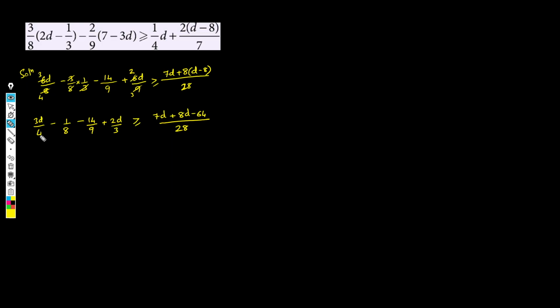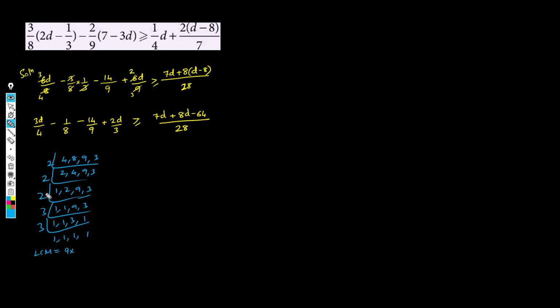Let me proceed further. Take the LCM of 4, 8, 9 and 3. Let me use the conventional method of taking the LCM. 4, 8, 9 and 3. 2 2s are 4, 2 4s are 8, 9 and 3. 2 1s are 2, 2 2s are 4, 9 and 3. 2 1s are 2, 9 and 3. And this is going to be 3 3s are 9, 3 1s are 3, and this is going to be 1. Therefore, the LCM in this case would be 3 into 3, 9, and 2 into 2 into 2, which is 8. That gives me 72.